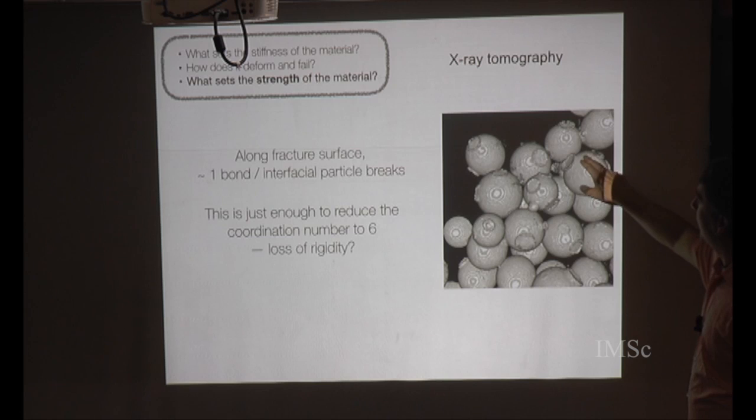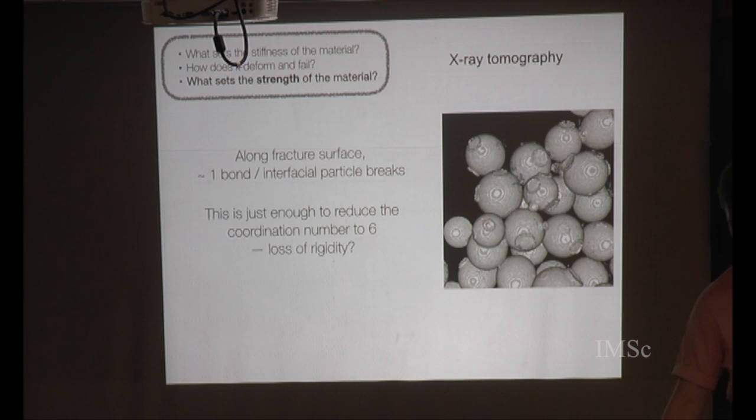So this particle will retain one extra ring, and there will be a place on average where one has vanished. And it turns out this is just enough to reduce the coordination number of these beads to 6, which is where you have a loss of rigidity. It's not obvious whether this is just a coincidence or whether this actually is inherent to how these things break. They basically break by failure of bonds until they go from a rigid to a floppy material. Speculation at this point, but an interesting similarity at least.